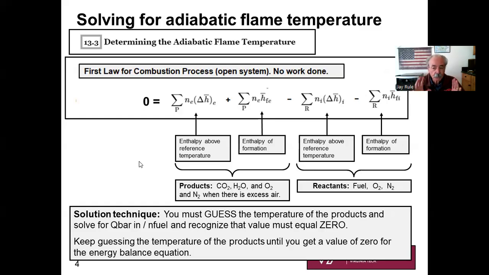Now, in the real world, what you do is your first guess needs to be a high number. You have to guess way too high. And then you guess, and you're going to get a value for Q. And you guess too low, and you get another value for Q. One or the other of those is going to be a negative number, and one will be a positive number. And so then you keep guessing in between those brackets until finally you bracket in and you've guessed the correct temperature.